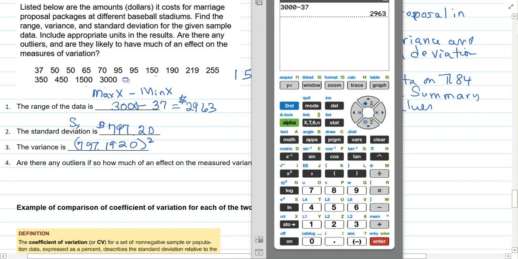So the variance is going to be, I enter the number 797.2, I'm sorry, 1920, okay? 1920, and square it. This is going to be huge. All right, look at this number. Oh my goodness.